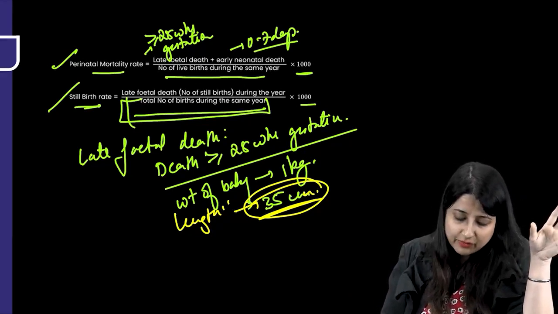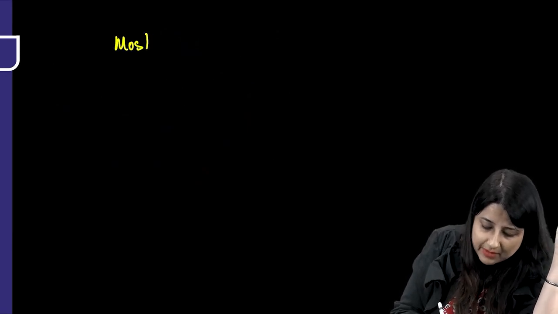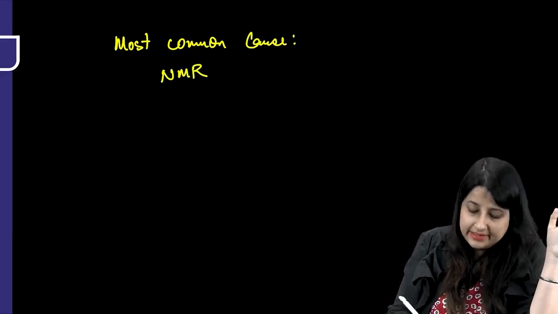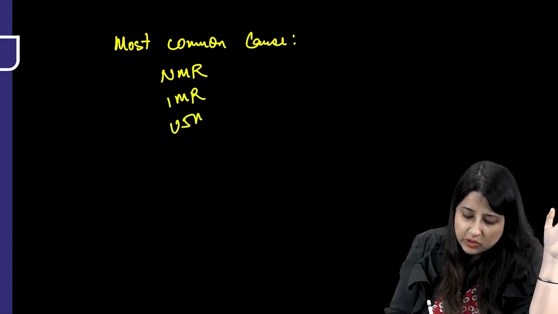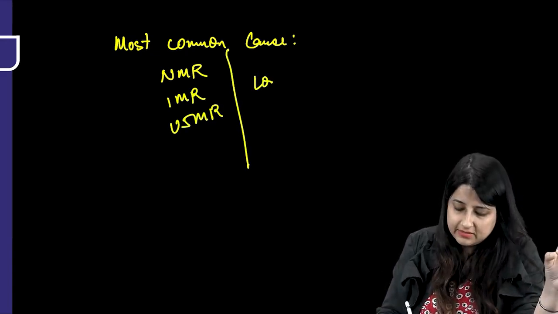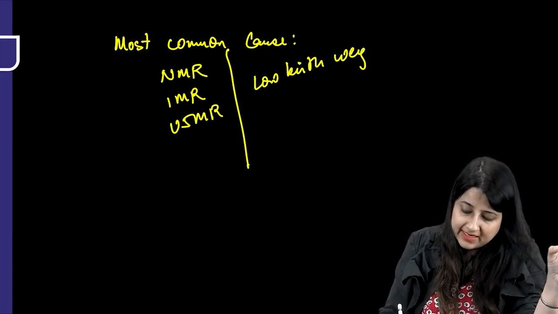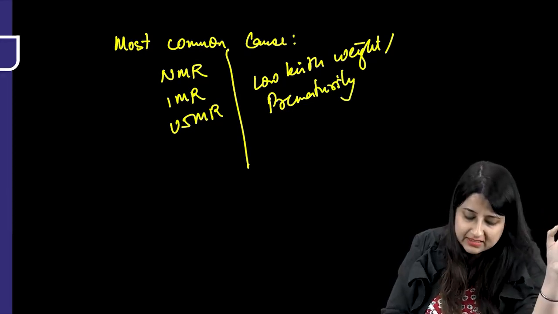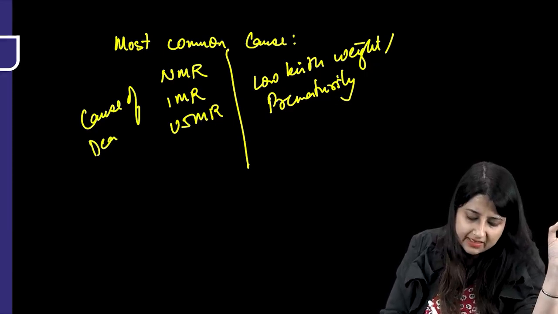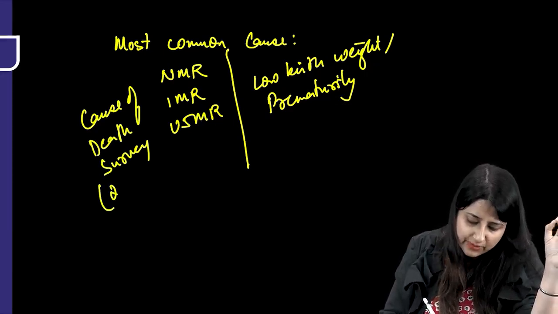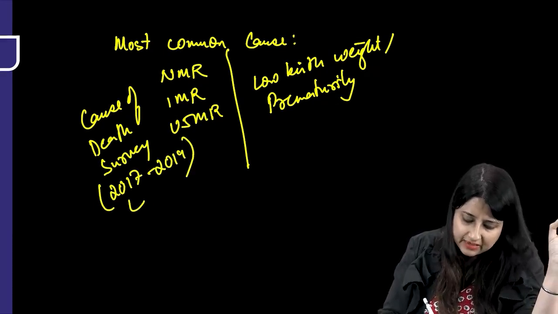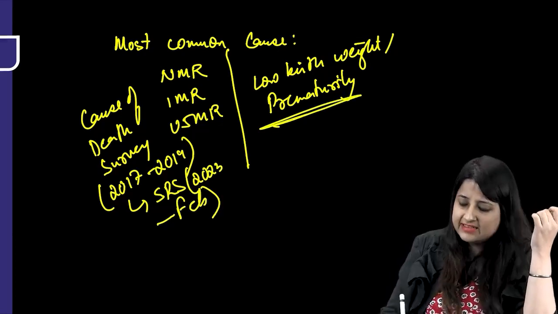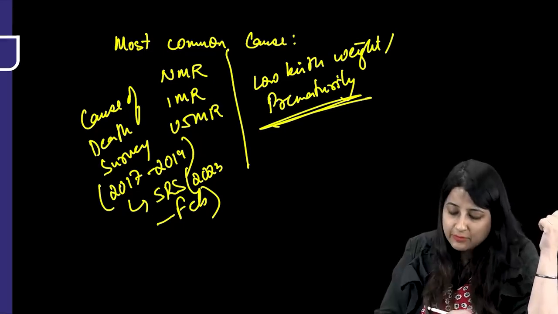All right, then what do you have over here? Most common cause. Okay, now remember one thing. If I ask you what is the most common cause of neonatal mortality rate, infant mortality rate, under 5 mortality rate, for all it is low birth weight or prematurity. That's what your textbook of Park also mentions, and there was a cause of death survey which was done for 2017 to 2019. The data got published by SRS in February 2023. According to that, it is this low birth weight and prematurity. But I would also like to tell you something.